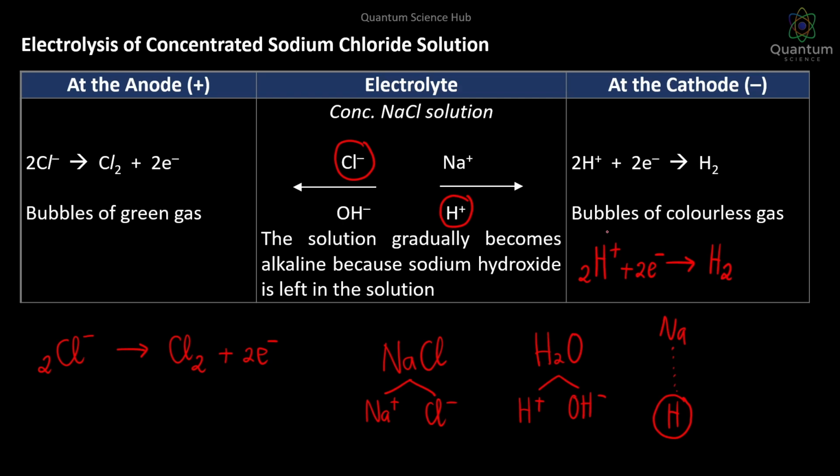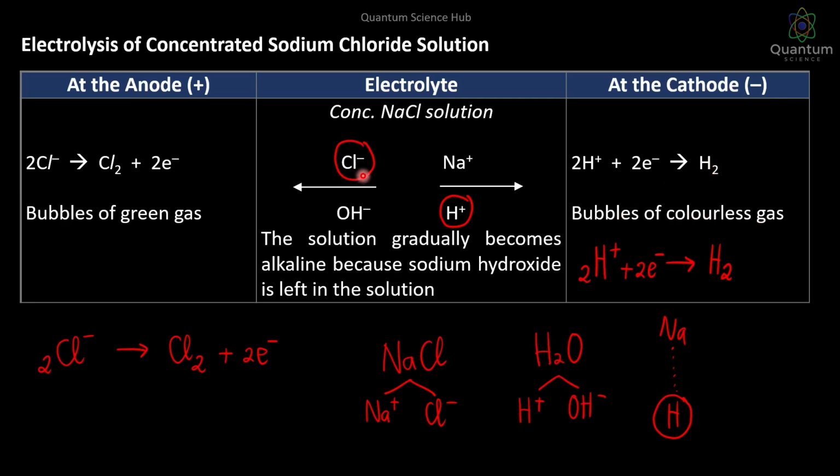Now, this is the observation. If there is a question, what you can observe at the anode and cathode, you can write bubbles of green gas. Please do not write bubbles of chlorine gas, because observation is something that you can see with your eyes. For example, you see colorless gas, you see yellow gas, it increases in mass, it becomes smaller, it becomes bigger, something like that. So chlorine gas is the green gas. You can say bubbles of green gas. Next, at the cathode, you can say bubbles of colorless gas, because hydrogen is a colorless gas.